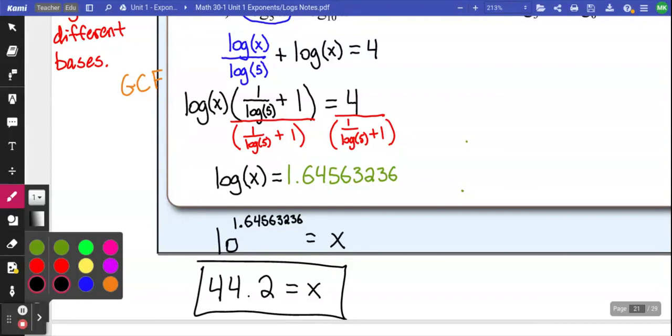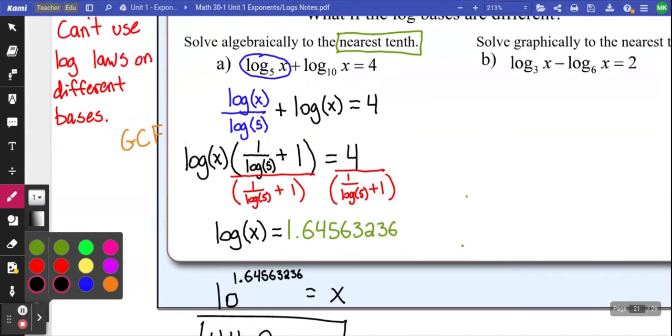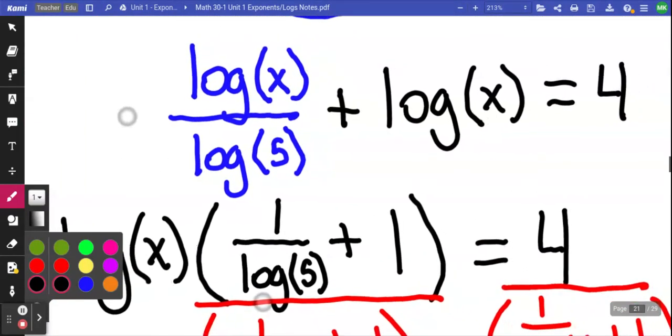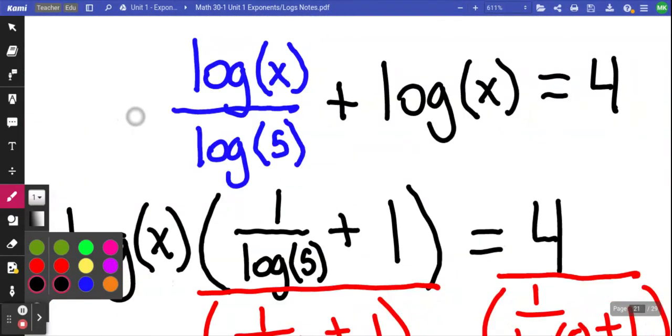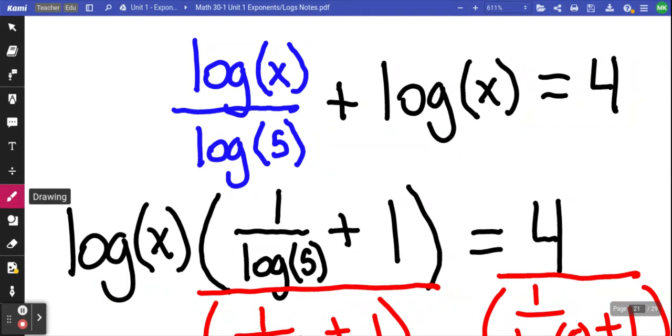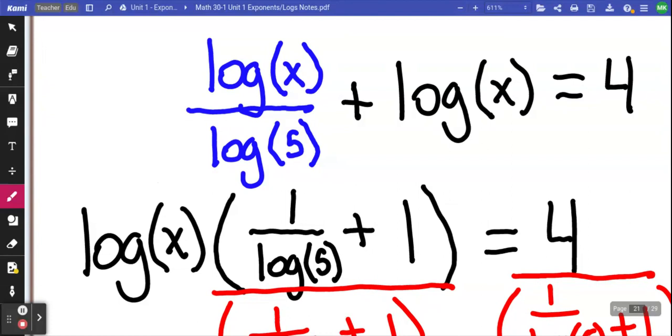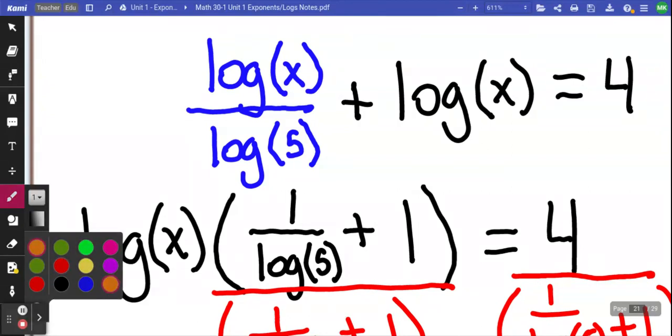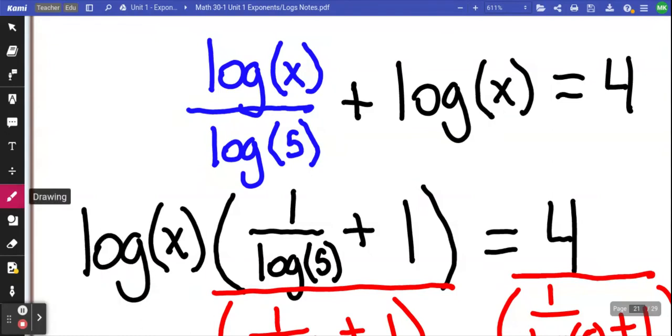Yes, that's good. Earlier on the question, how did we factor 1 over log 5 plus 1? Right here? Yeah, I don't know, that is not looking right to me. Yeah, that's fair. That is a really weird looking GCF. Which is legit, right? So what I did was I took a greatest common factor of log x out. And I'll highlight it in orange here. Okay, this is my GCF.